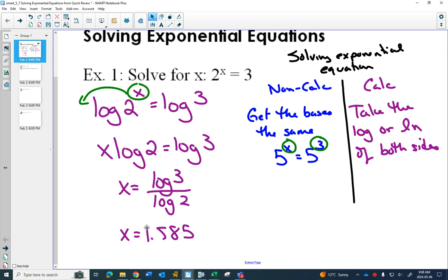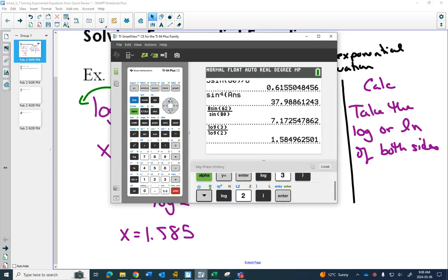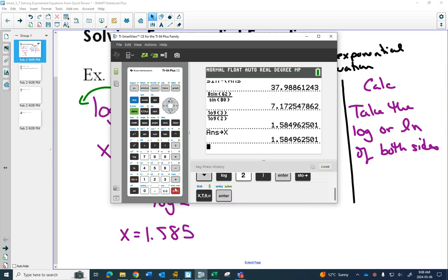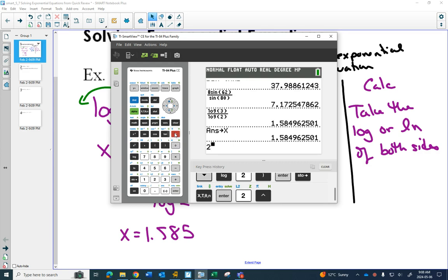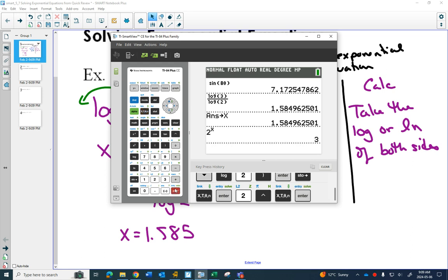Now, I want to know if I got it right. If you use your store button and store it as x, you can check. My original equation had 2 to the x. And what is it supposed to equal? 3. If I push enter here and it equals 3, I know that I've done my work right and my answer is completely right. If I get something else, not so much fun, I know I've made a mistake somewhere and I should check my work again.